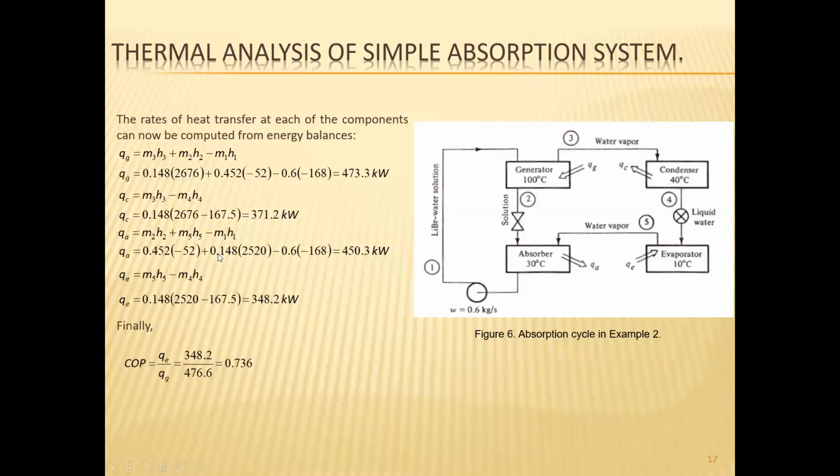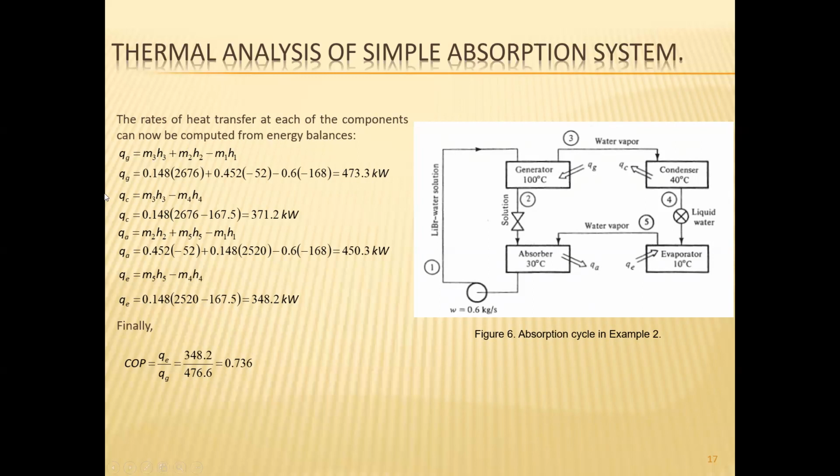Now, the rate of heat transfer at each component can be computed from energy balances. So, QG is equal to M3H3 plus M2H2 minus M1H1. You can see this from the heat balance. The arrows are important; don't draw without arrows. So these are outflows, which is why 3 and 2 are added, minus the inflow, M1H1. Equals M3H3 plus M2H2.